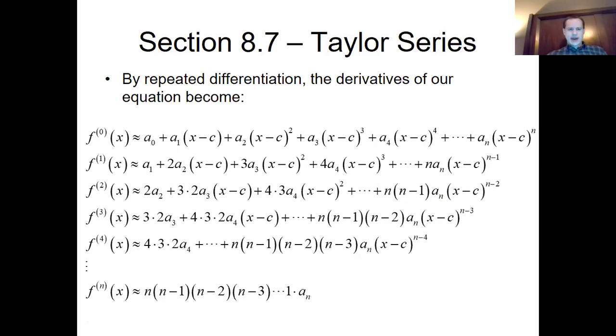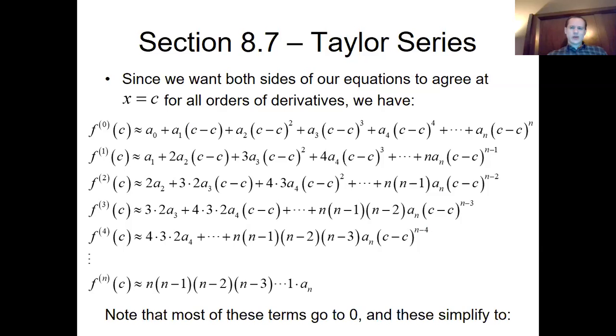Okay, well, what can we do with that? We're trying to make sure they match at c, so I'm going to plug in c into all these things. The nth derivative at c is given by the same exact expression. In fact, if you look at the 0th derivative at c, what happens? c minus c is 0. c minus c squared is 0. c minus c cubed is 0, etc. All these terms go away except for the first one.